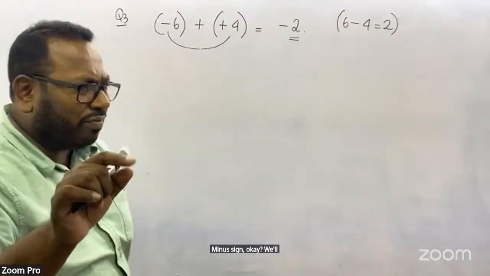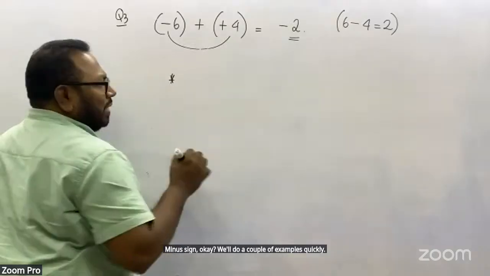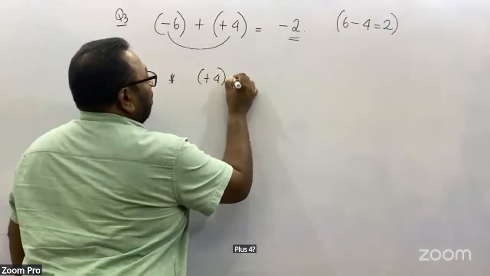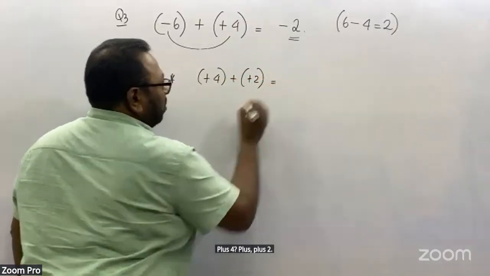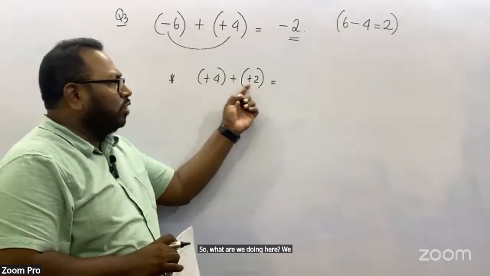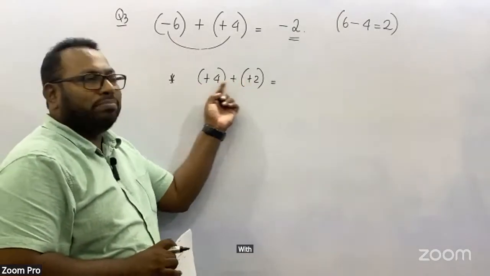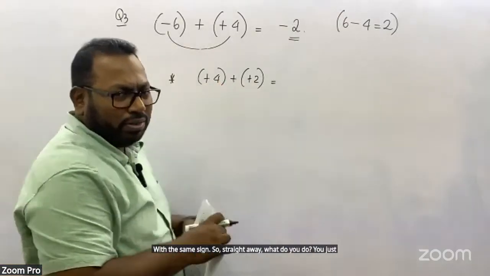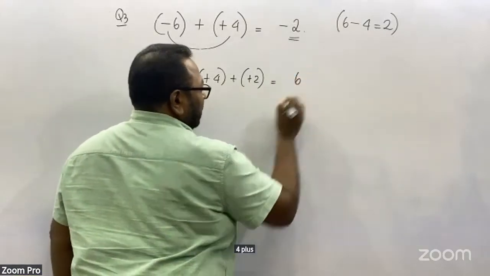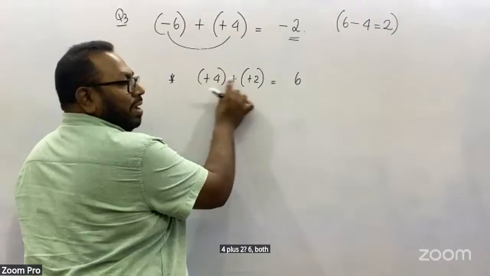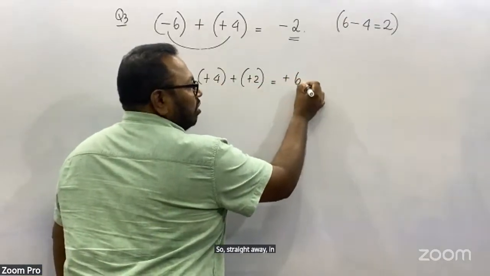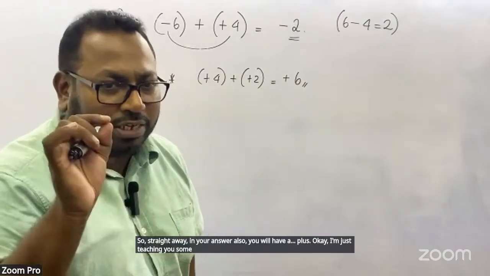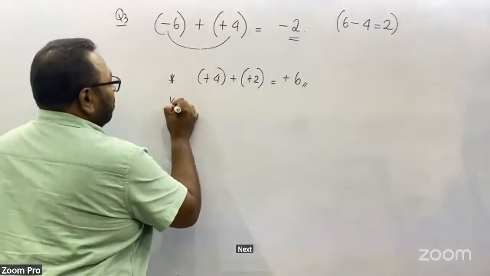Okay, we'll do a couple of examples quickly. We'll take plus 4 plus 2. So what are we doing here? We are adding two numbers with the same sign. So straight away you just add the two numbers. 4 plus 2, 6. Both the numbers are plus, so in your answer also you will have a plus. I'm just teaching you some directed numbers. Please follow.